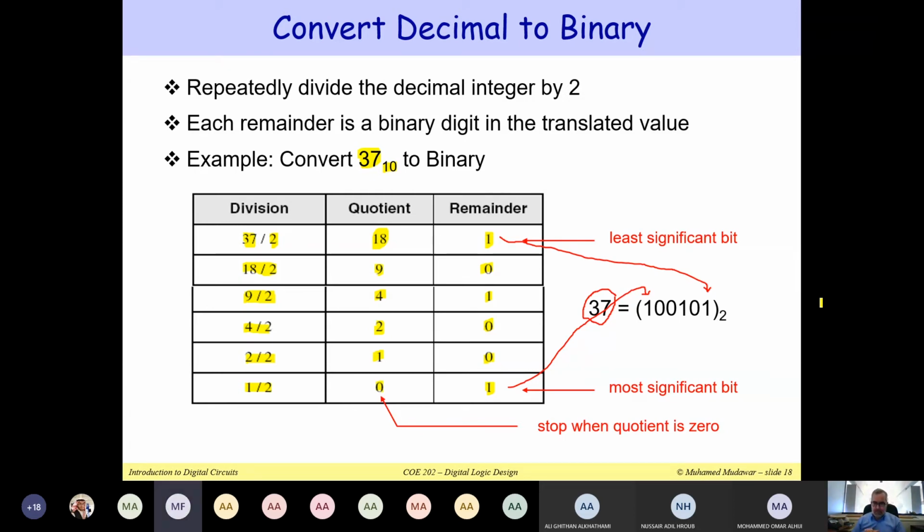Okay? Doctor, what if the decimal number is 37.6 or 0.7? The answer would be the same, yes? Well, if you have a fraction, then the fraction has to be converted separately. Here I'm talking about an integer, okay? It does not really have a fraction. I'll talk about fractions later, and I'll talk about how we can represent fractions in binary. That's a different topic. I did not talk about fractions, so the focus is on integers.